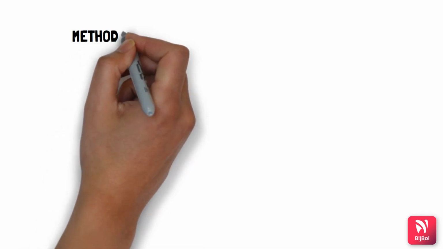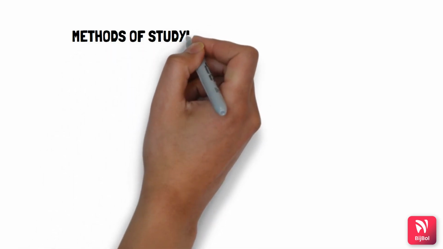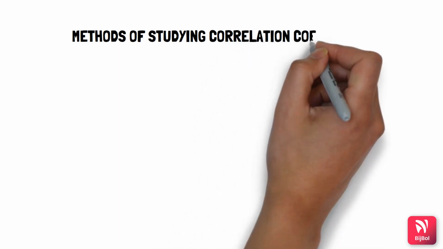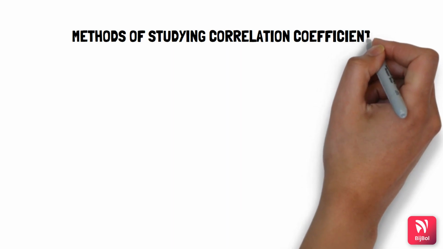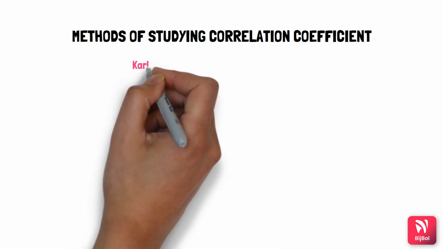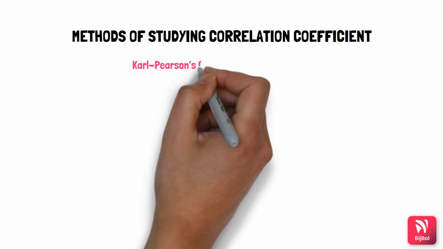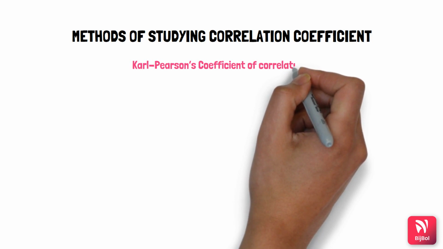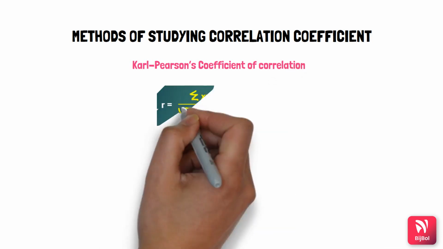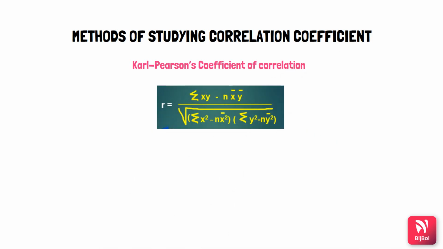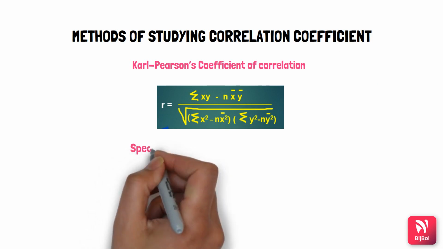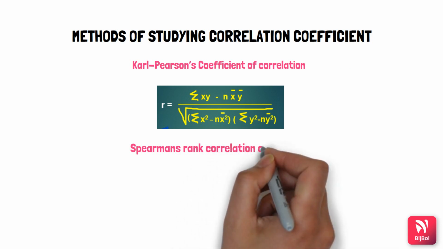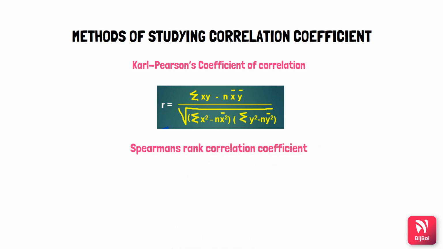Now because we have studied the method of correlation with the help of the scatter diagram, next would be the method of studying the correlation coefficient with the help of tests. The first one is Karl Pearson's coefficient of correlation, which is denoted by R. You have this particular formula where the interpretation is R is +1, that is perfect positive correlation, and R is -1 is perfect negative correlation.